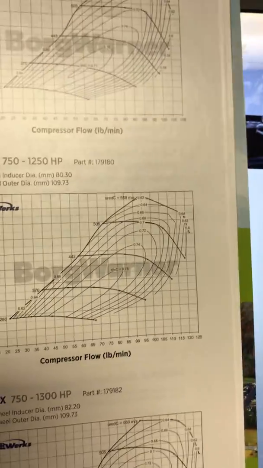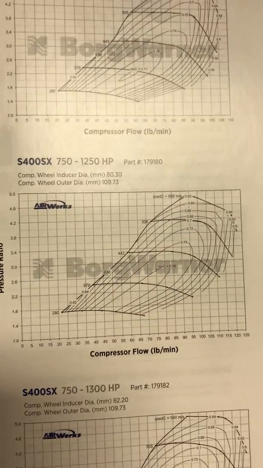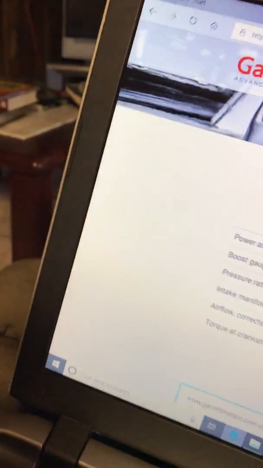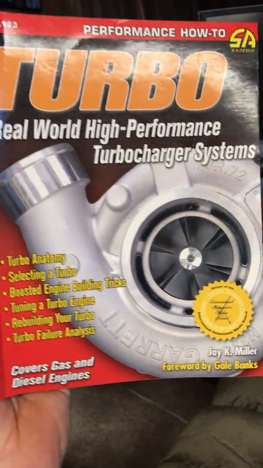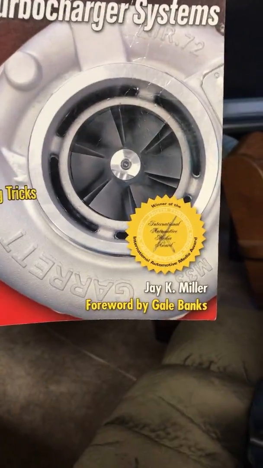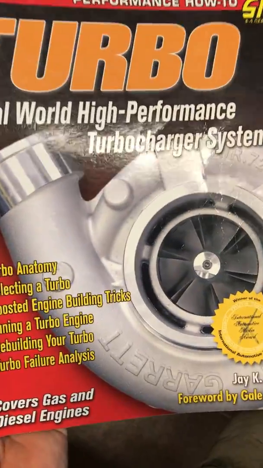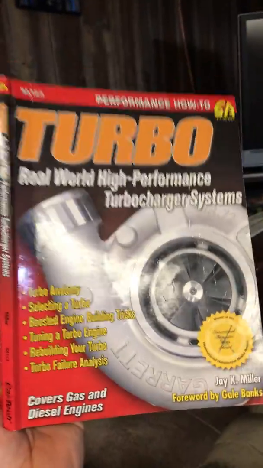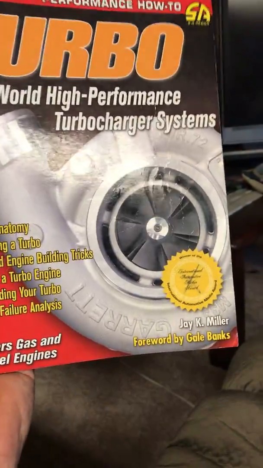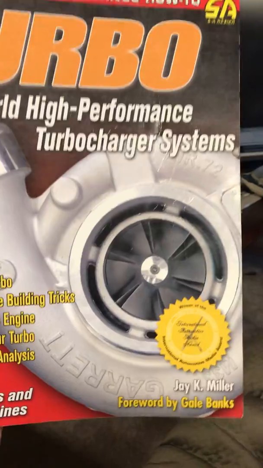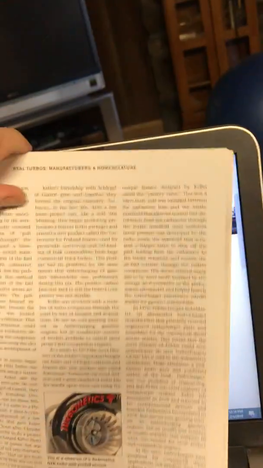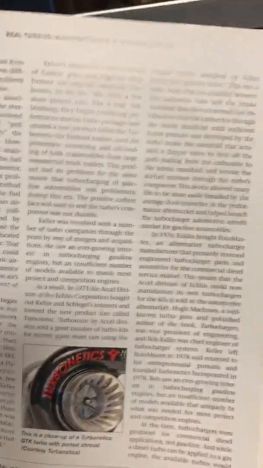So another thing I left out is I didn't talk anything about any of the other brands. So I'm going to grab another book here. And first off, let me just say, this Turbo Real World High Performance by J.K. Miller is probably the best. If you're going to buy one book to help you with turbo stuff, this is the best book out there right now, in my opinion. I have like several of them, but this is a really good one.